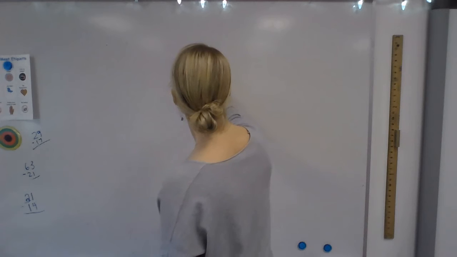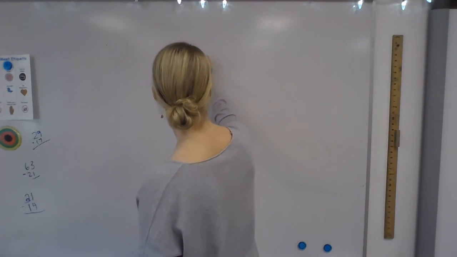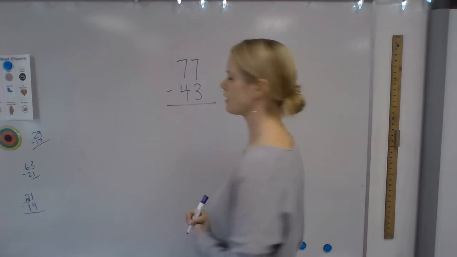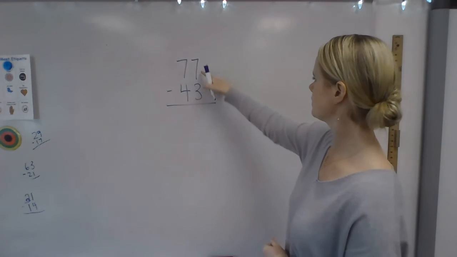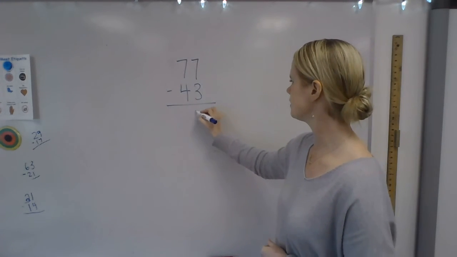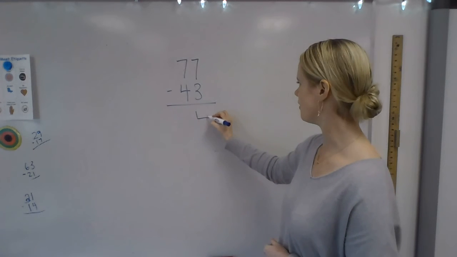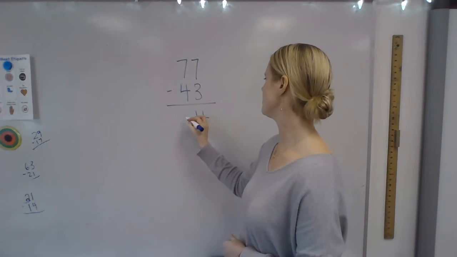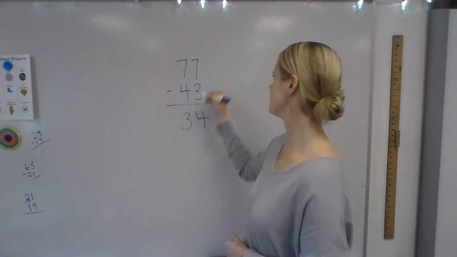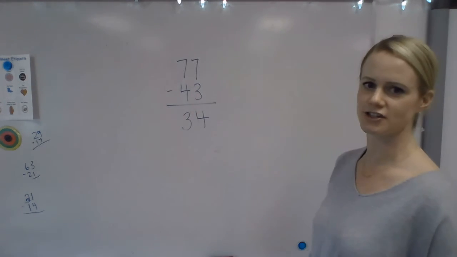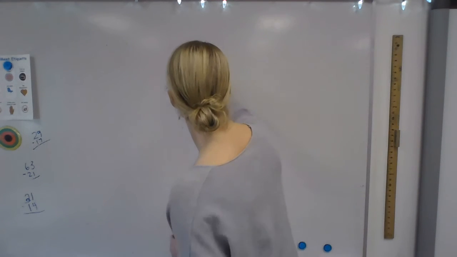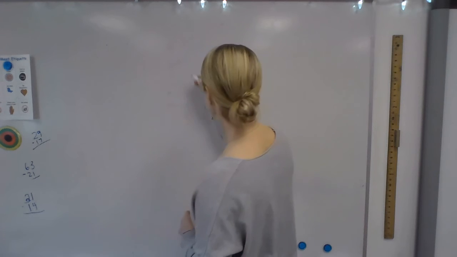Okay, let's do another example. Okay, start in the tens column. 7 minus 3 is 4. It is possible. So we don't actually have to borrow for this one. 7 minus 4 is 3. So 77 minus 43 is 34. That's a nice and simple one. Didn't have to borrow. Let's do one more where we do have to borrow.